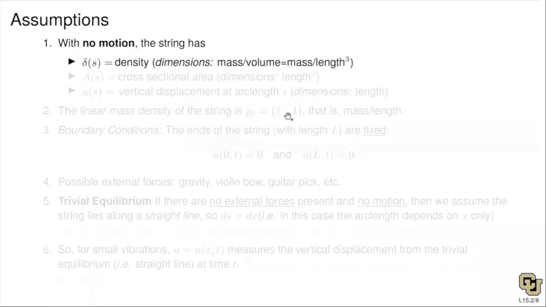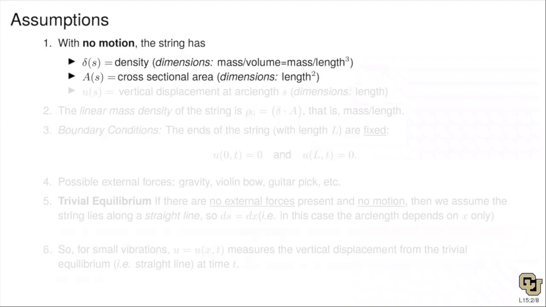So with no motion, the string has the density delta of S, where S is the arc length. And here, this is a mass per volume, okay? Because you have different types of density. This is not the linear density. We'll get to linear density here in a second. So this is mass per volume. A of S is the cross-sectional area, which in theory does not have to be constant. So these are all possible ways we can, eventually we'll start with a simple model, and then these are all possible ways we can complicate the model. A will be the cross-sectional area of the string.